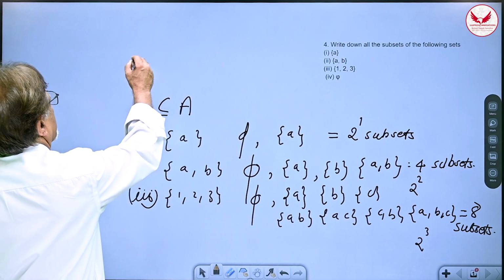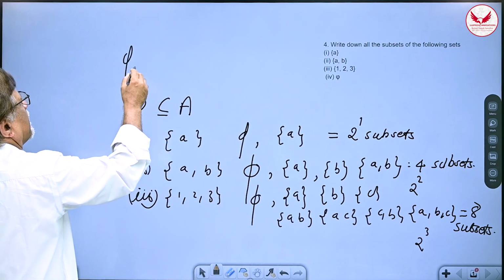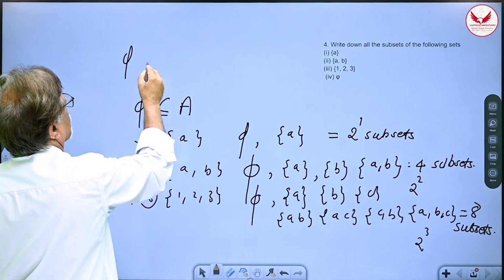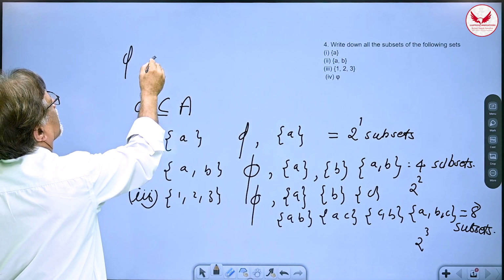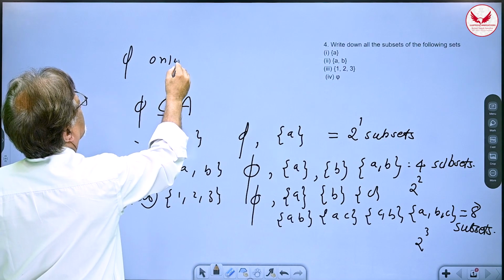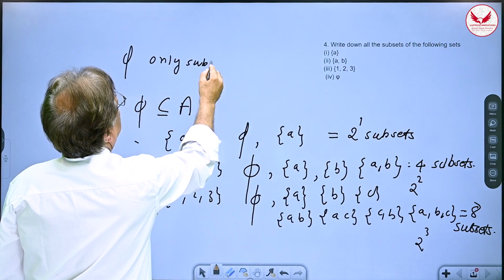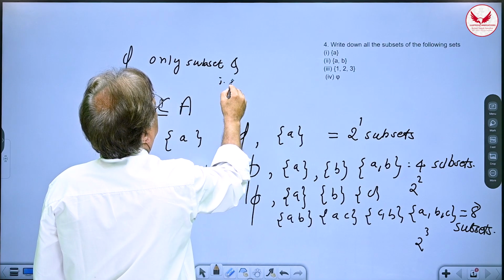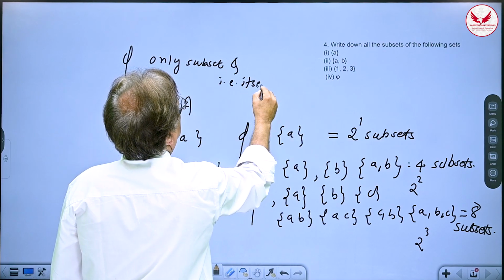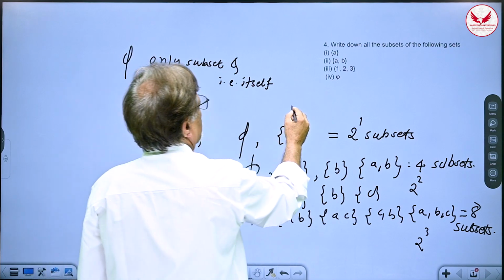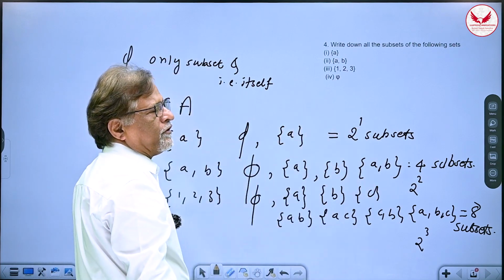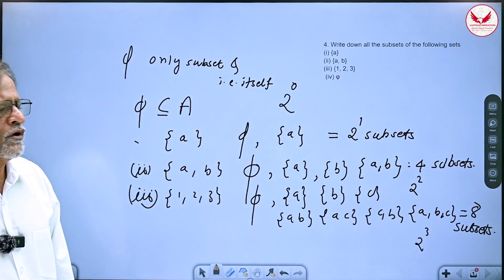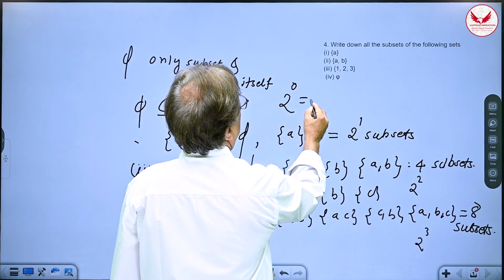Now, how many subsets does the empty set have? The empty set has only one subset, and that is itself. So phi has only one subset, and that is itself. Why is it so? Because it contains how many elements? 0. So how many subsets should it have? 2 raised to 0, and anything raised to 0 is 1.